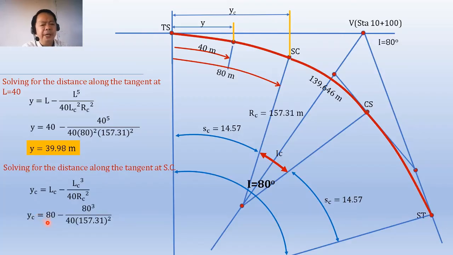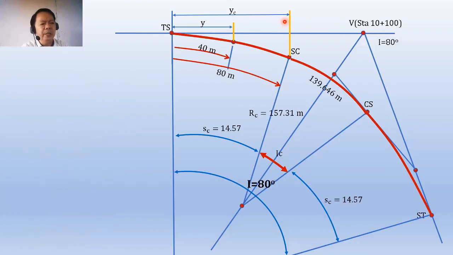When substituted, we have 80 minus 80 cube over the quantity 40 times 157.31 square. And the value for y sub c is equal to 79.483 meters, meaning this S sub c is 79.483 meters from TS measured along this tangent line. Okay, so that is how we compute for the distance along the tangent.